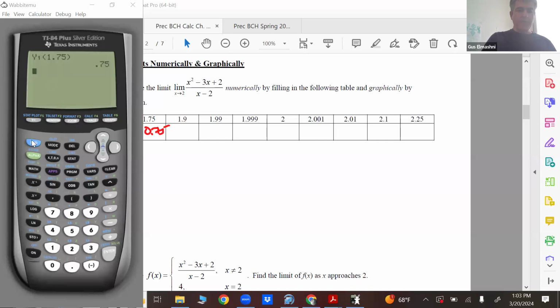So if I were to repeat that, and let's type in 1.9, I get 0.9. I think it's pretty obvious. We know what to expect, right? And the other side, in the interest of time, I'll just tell you what they are.